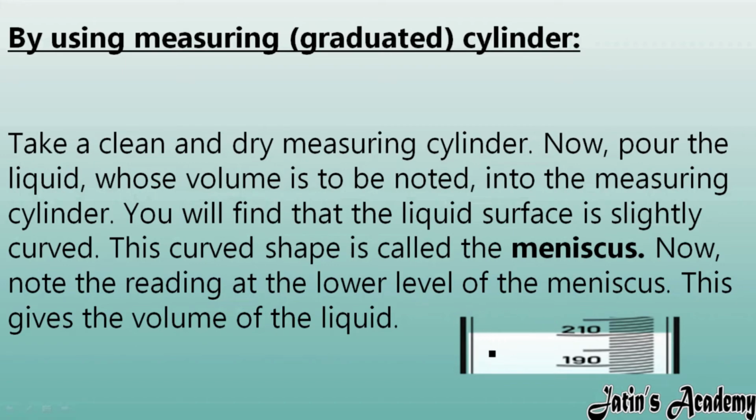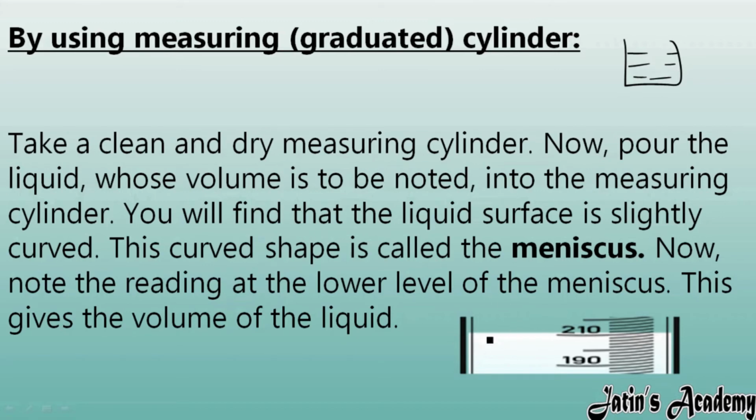First of all, we have to take a clean and dry measuring cylinder. Now we have to pour the liquid. For example, in this beaker one liquid is there and I have to check the volume of this liquid. Fine. So what I will do, I will take one dry and clean measuring cylinder. Now I will pour this liquid into this measuring cylinder.